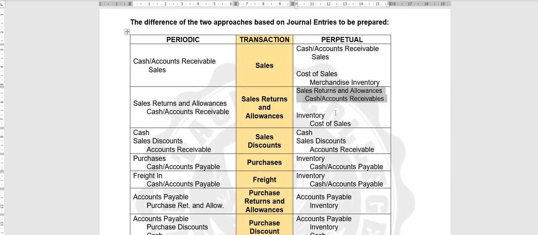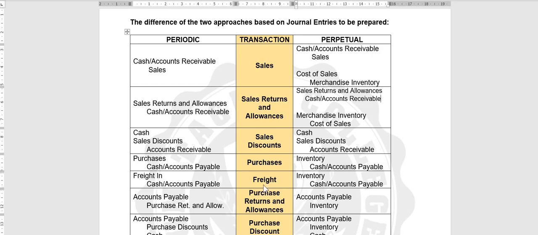And then another entry to recognize the increase in our inventory, since the buyer returned the goods to us. So we debit merchandise inventory and then credit cost of sales. It's like the reverse of the earlier entry. Okay?